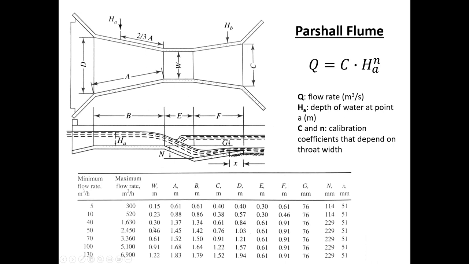Here it's showing several different throat widths and their corresponding typical flow rates, and then some dimensions of how long and how big things need to be, given that throat width as the key parameter.